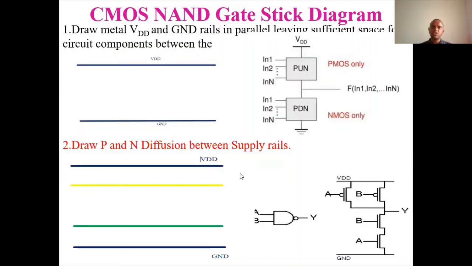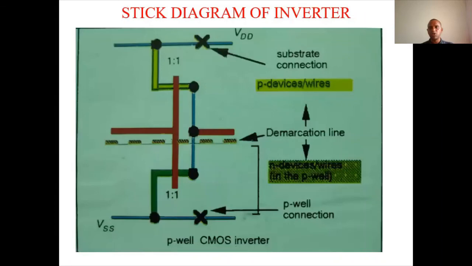In the next class we will see the CMOS NAND gate stick diagram, how we can draw the CMOS NAND gate, how it forms, and how we have the pull-up network and pull-down network. All those things we are going to see in the next class.